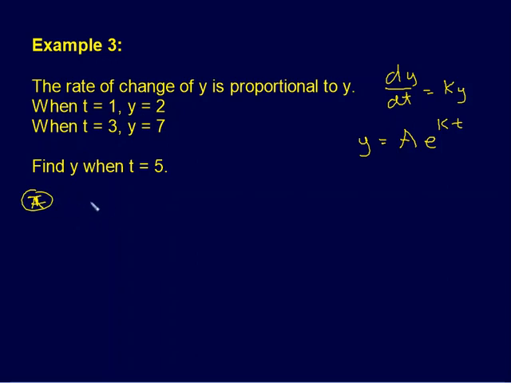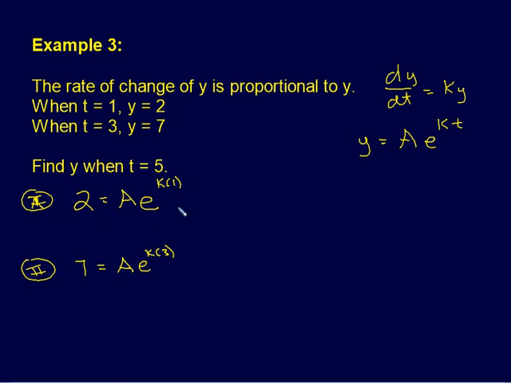So in the first ordered pair, the y value is 2 and the t value is 1, or just y equals 2 equals a e to the k. Now, equation number 2 will be from the second ordered pair, and the y value is 7 when the t value is 3. So it'll be e to the k times 3. Now, both of those still have the two missing constants. So what is necessary this time is to somehow combine them.